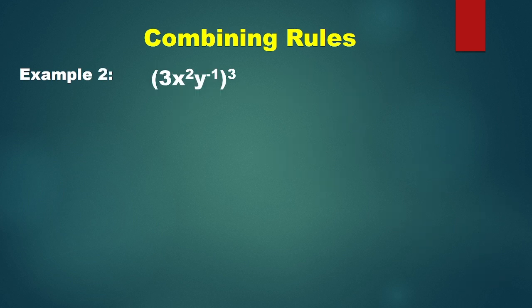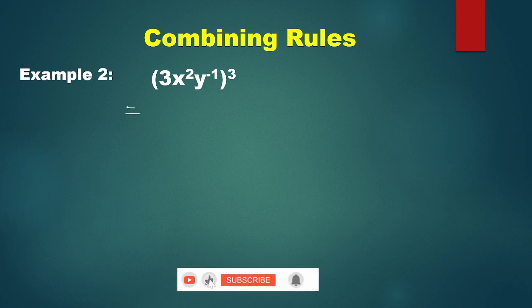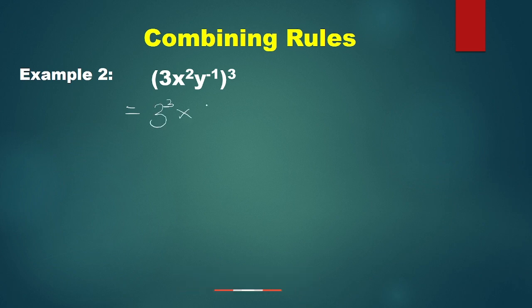Let's try another example. If I have (3x squared y negative 1) raised to the power of 3. Now, I will apply my law: 3 raised to the power 3 multiplied by x squared raised to the power of 3 multiplied by y negative 1 raised to the power of 3. So I simply distributed the power of 3 to all the factors inside the brackets.